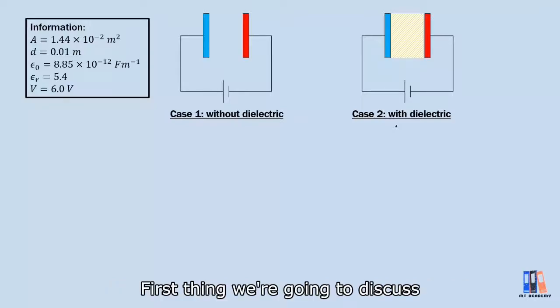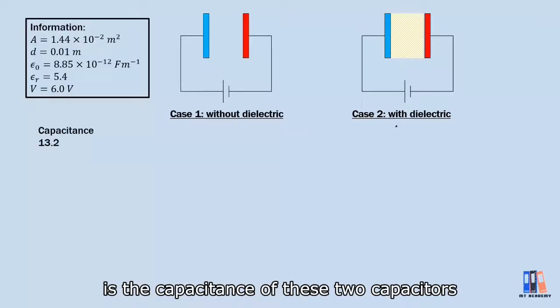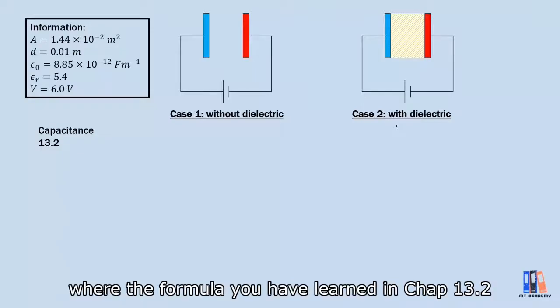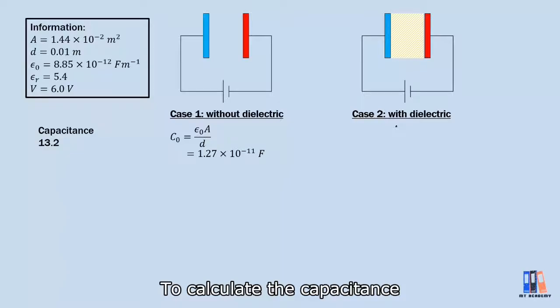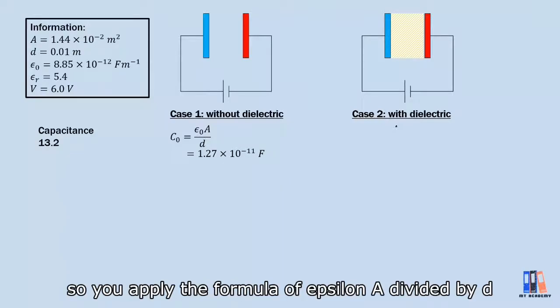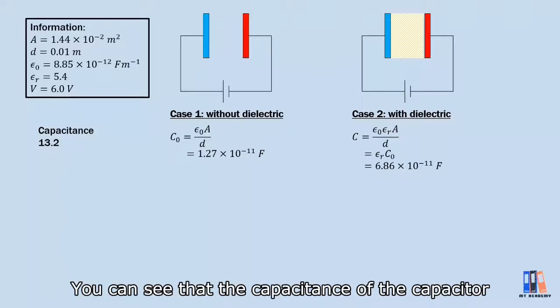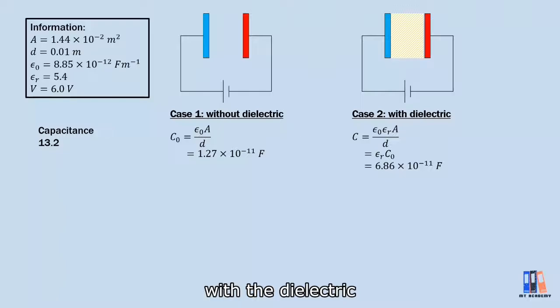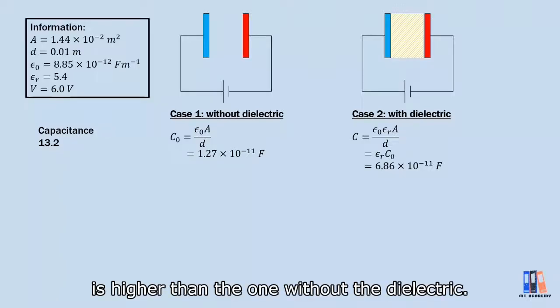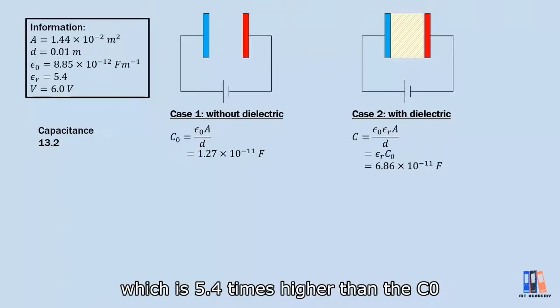First, we're going to discuss the capacitance of these two capacitors, where the formula you have learned in chapter 13.2. To calculate the capacitance, you apply the formula epsilon A divided by d, and you can get the values as shown here. You can see that the capacitance of the capacitor with the dielectric is higher than the one without the dielectric, which is 5.4 times higher than C0.